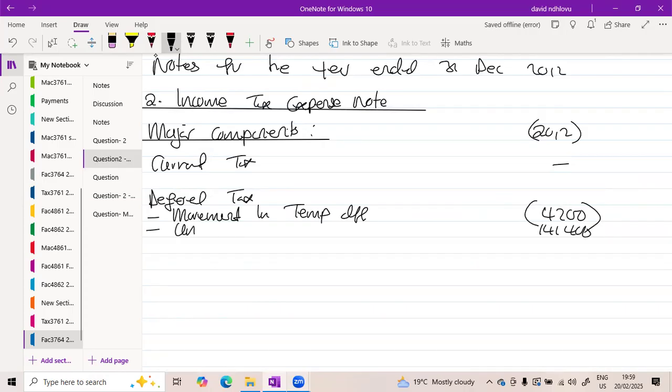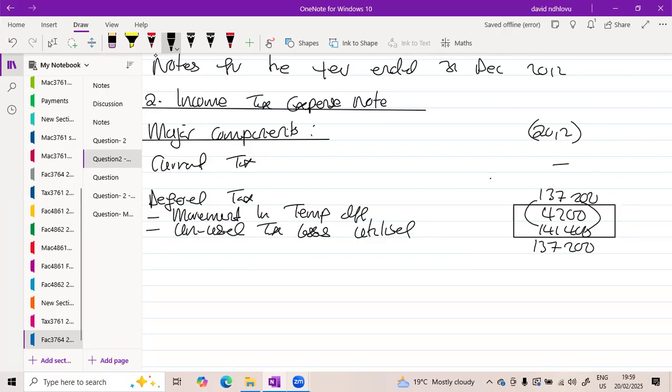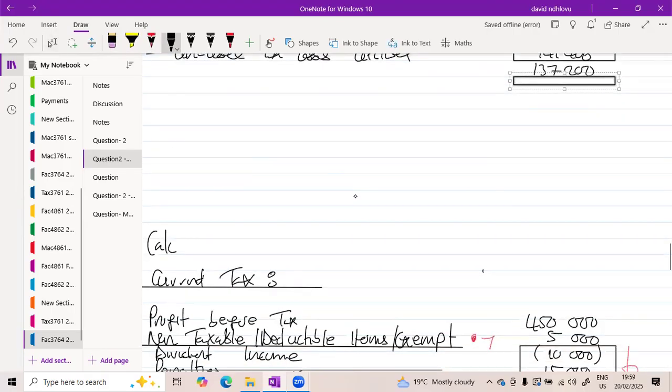All right, this is unused tax losses, right, utilized. All right, then we can add the two amounts there. Right, 4200 negative plus 141,400, that is going to give me 137,200 here. All right, so 137,200, I'll be done. Remember, I don't have foreign tax here. Right, once you have that, tax rate reconciliation.